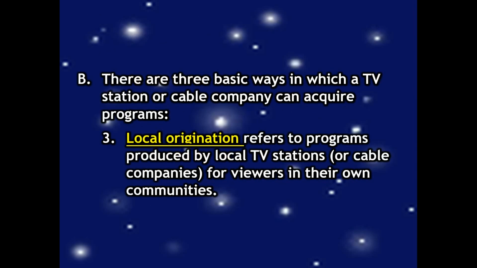The third way that shows are able to be obtained by local television stations or by cable companies is by means of local origination. This means that programs are produced by local TV stations or cable companies for viewers in their own communities. Examples of this would be newscasts, various types of magazine shows, some of the weekend sports broadcasts that local TV stations do. Anything that's produced in-house would be part of what's called local origination.